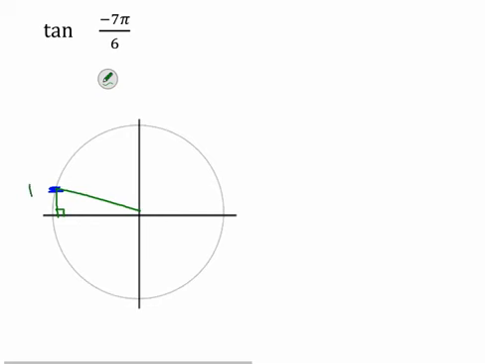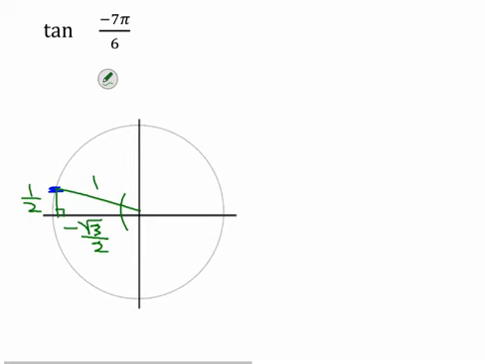The short leg is a half, the long leg is root 3 divided by 2, and the radius is 1. And that horizontal leg will be negative because we're over here in the second quadrant. The vertical leg will be positive, above the x-axis.